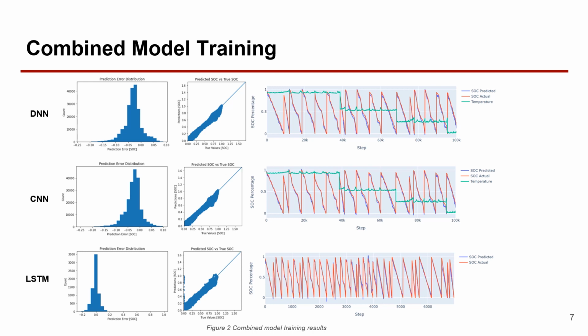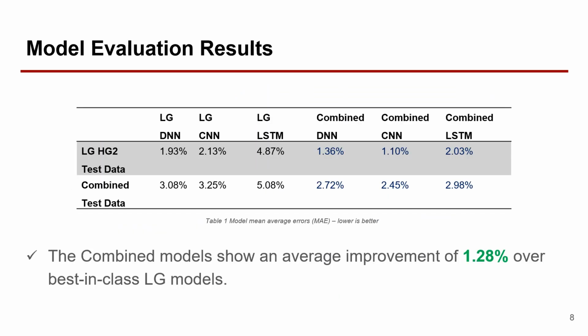So it shows that these models are quite accurate in their outcomes, which is a result that we were expecting. To analyze how much better the combined models are over the models that we trained during the A part of this project, we ran the models that we had previously versus the combined models that we trained during this part of the project. And we compared it on both the LG test data and also the combined test data.